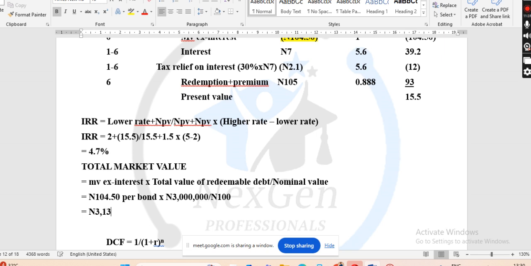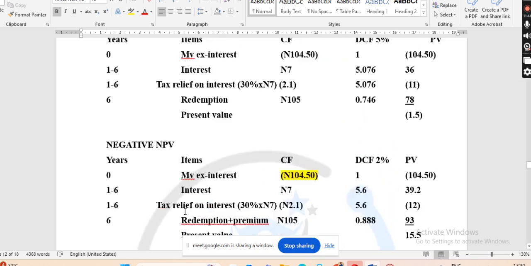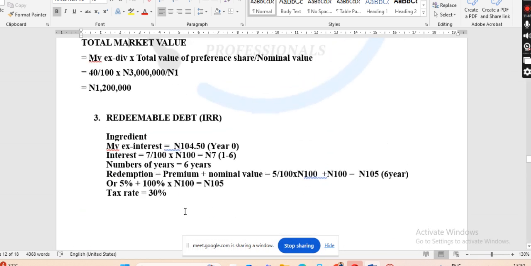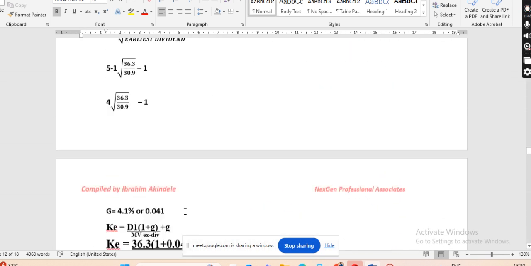135,000. Yes, thank you. Now, this is the total market value. You can see we determine the cost of redeemable, and we determine the total market value. Now, what is the next source of finance? Which is the last one?